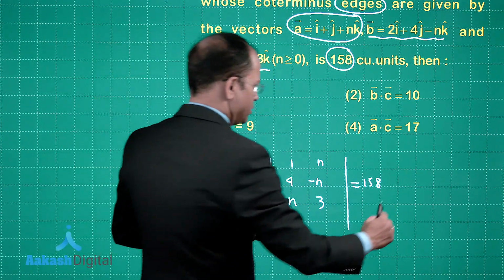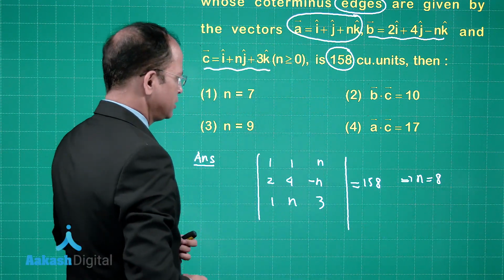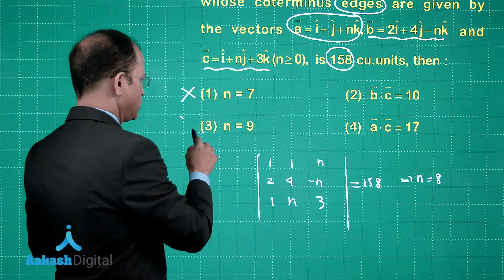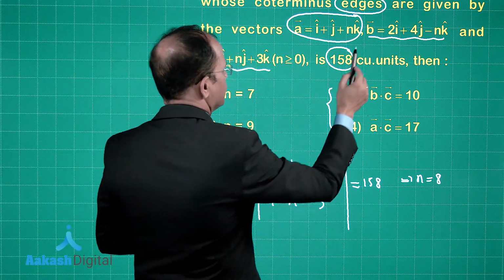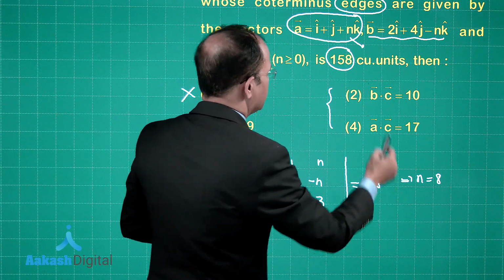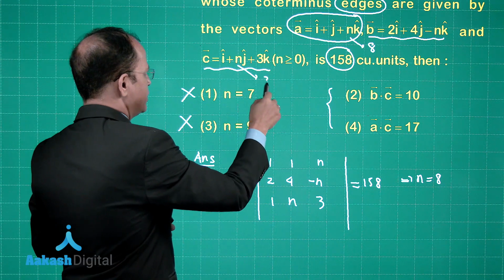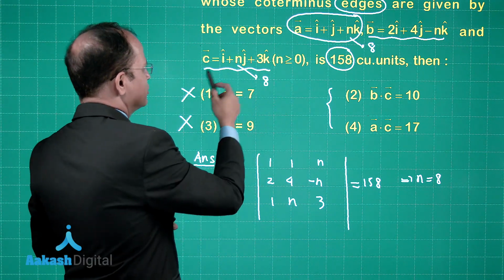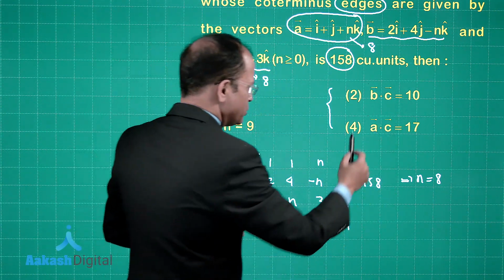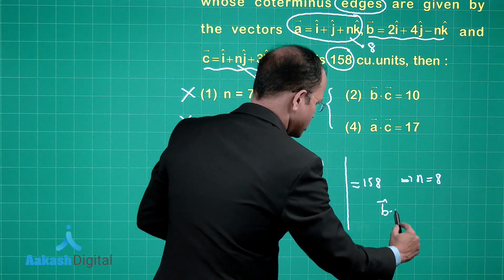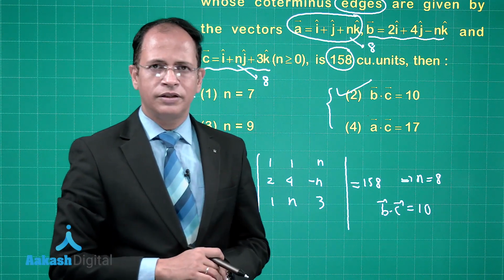We can expand it. So once you expand it, we get n is equal to 8, right? So that means this option 2 doesn't seem to be the correct one. But yes, let me check for this. So what we can do? We can substitute n here. N is what? 8. So once you substitute n as 8, also here n is 8, then you check the dot products of B and C, that is B dot C and A dot C. So once you check the dot product, we get B dot C to be equal to 10, right? So the second option is the correct one we have.